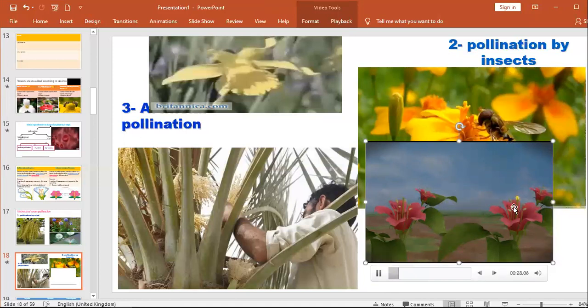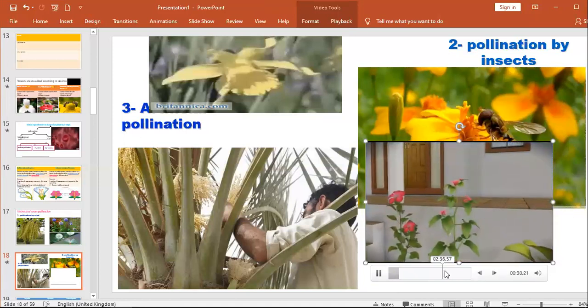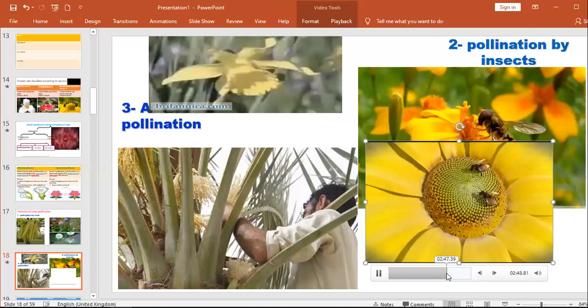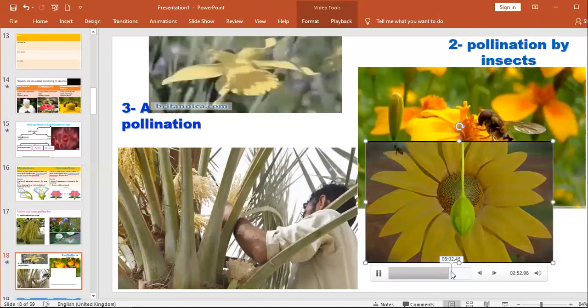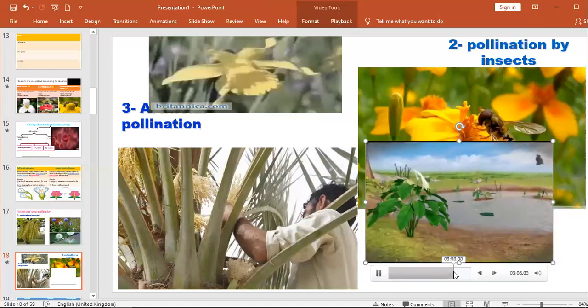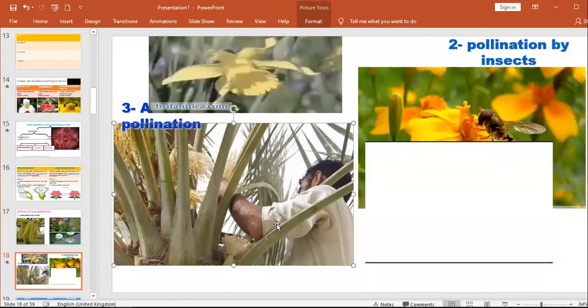Transferring from one plant to another, so it's cross-pollination. Or by water, by wind, or another different way. This is by man. Okay.